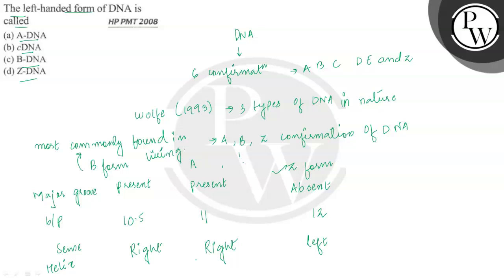So, we can say that in the question we are asked the left-handed form of DNA is, so the answer will be zDNA, because in case of Z conformation of DNA, we see that the helical sense is left, whereas the other two, that is the B and A, it shows right-handed form. So the answer will be option D, that is zDNA.